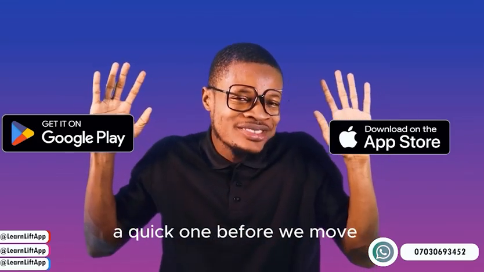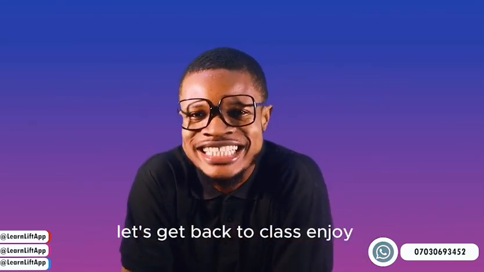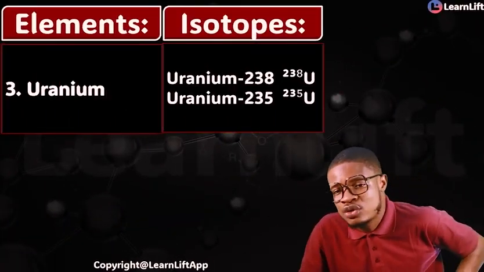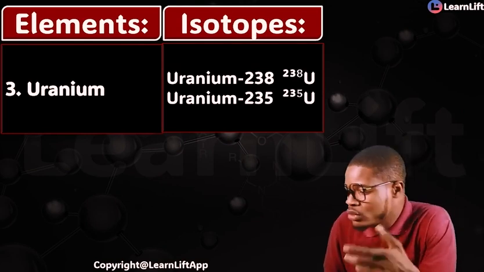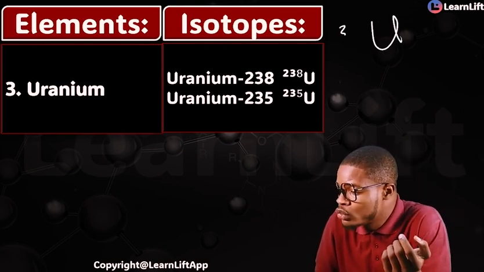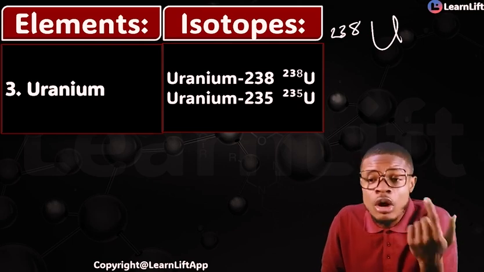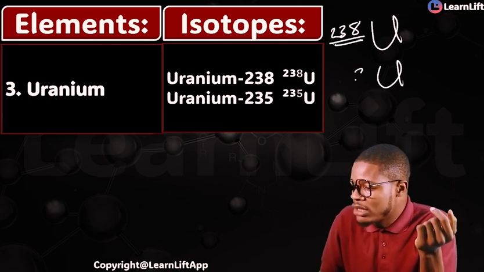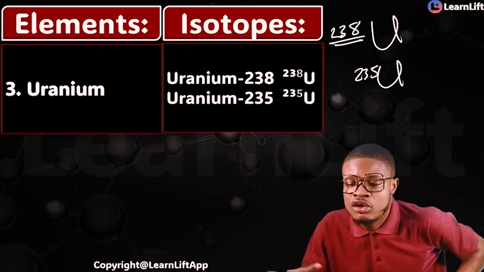A quick one before we move. Let's get back to class. The third one is called your uranium. Which one is uranium? Uranium-238 and uranium-235. Uranium-238, we always keep using it to solve. Majorly, 238 is what we use majorly. And then uranium 235. These are the isotopes for uranium.